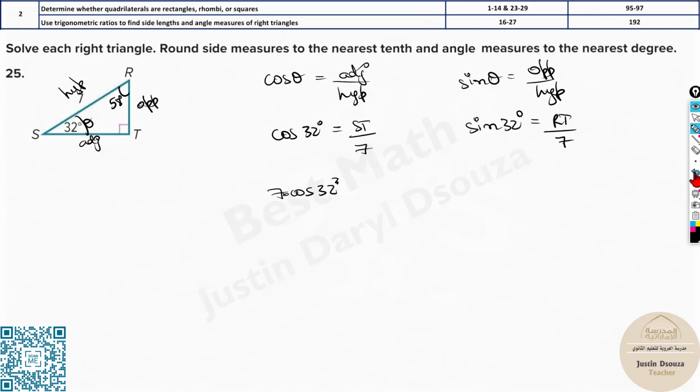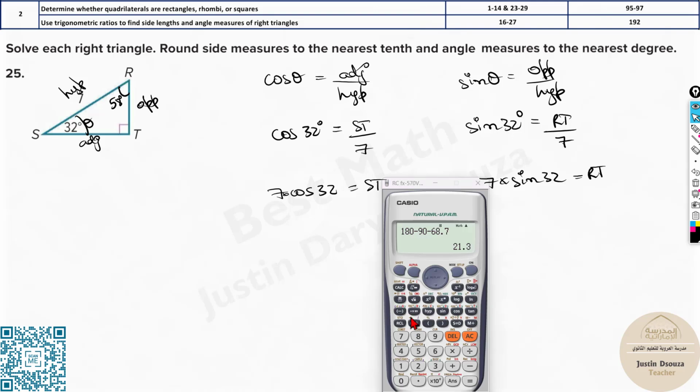You don't need to write 32 degrees here when you're substituting to solve it. That is equal to ST. And 7 times sine 32 over here would give you RT. So now just use the calculator to solve these. 7 times cosine 32 is equal to 5.93, but side measures are to be rounded off to the nearest tenth, that is 5.9.